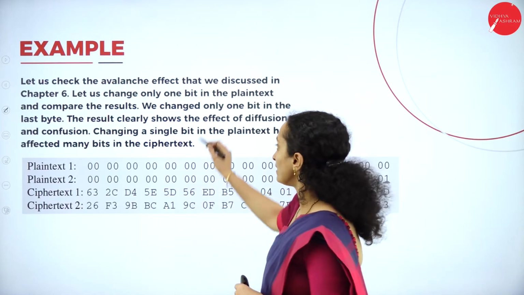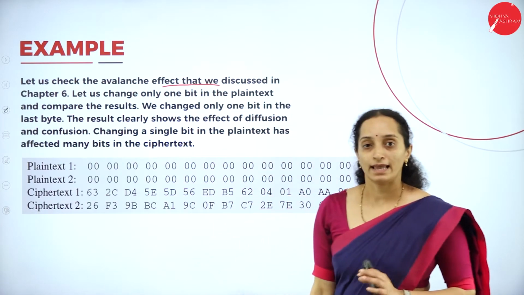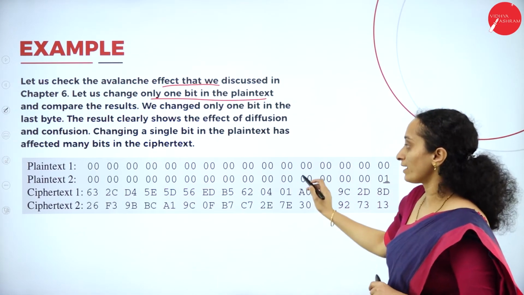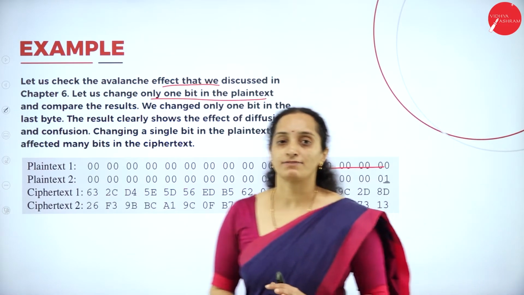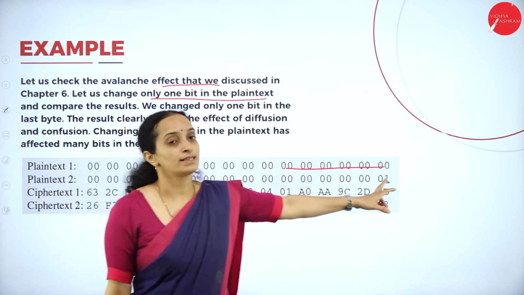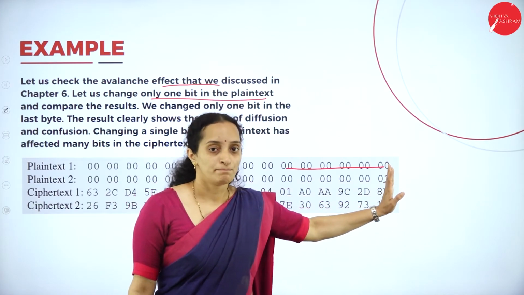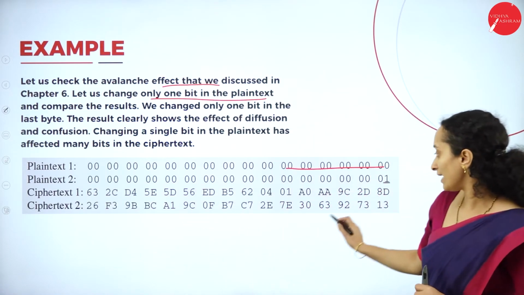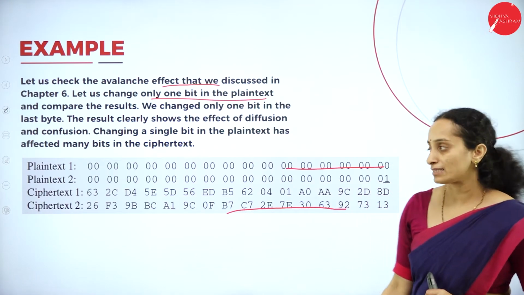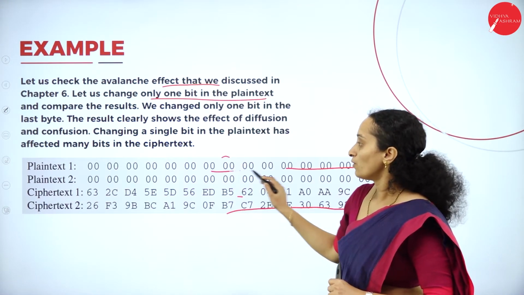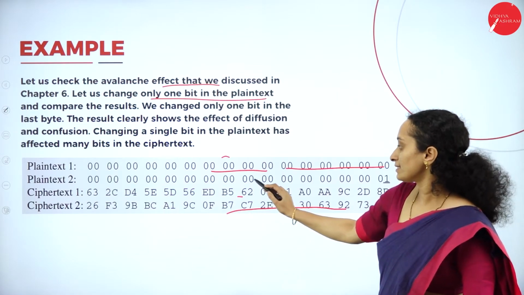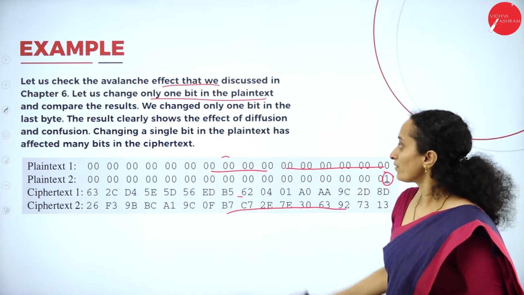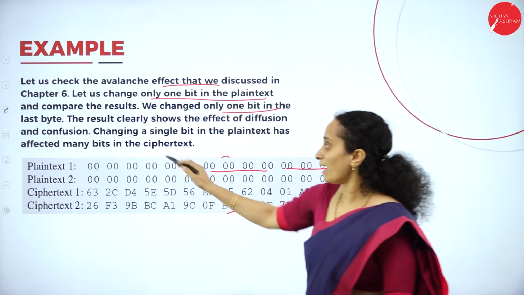Let's check the avalanche effect on the AES algorithm. Let's change only one bit in the plain text. Here you can observe this is the original plain text that we have used, and we changed only the last bit of the plain text, which generates an entirely new set of cipher text. This is the cipher text from the original plain text. This is the cipher text from the plain text which has changed only one bit. That is the avalanche effect. We changed only one bit in the last byte.